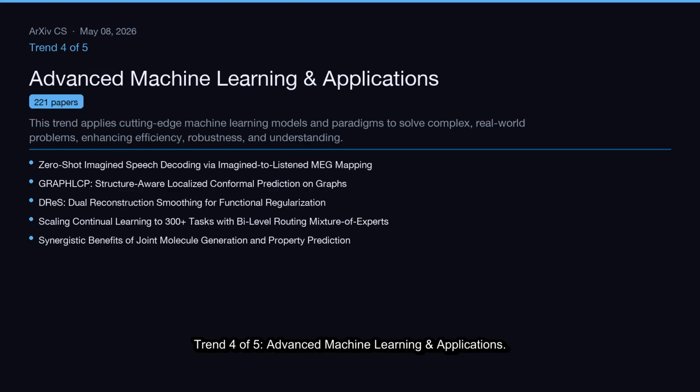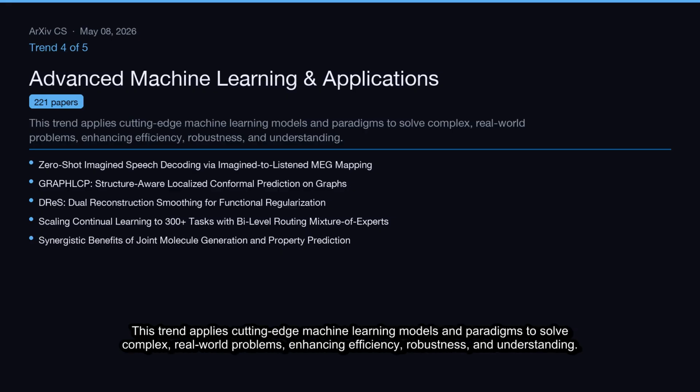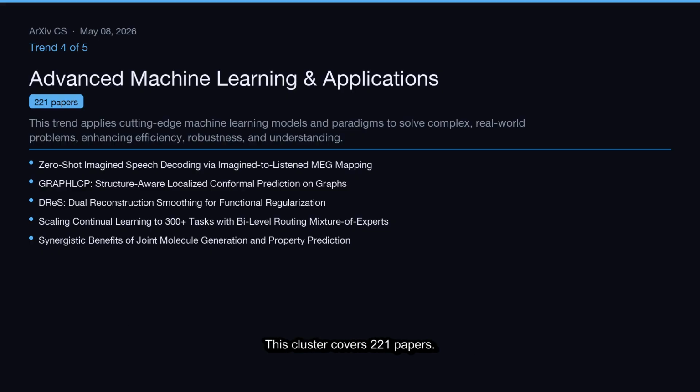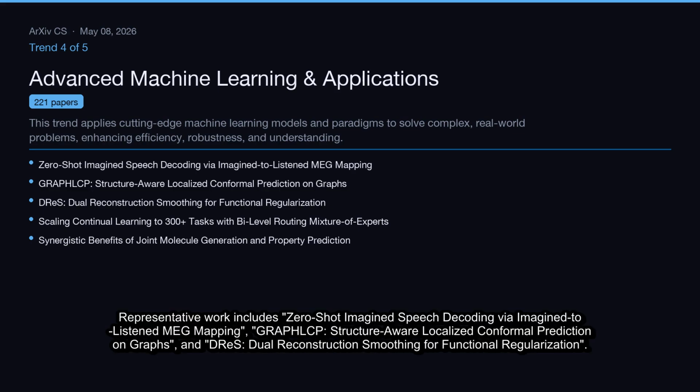Trend 4 of 5, advanced machine learning and applications. This trend applies cutting-edge machine learning models and paradigms to solve complex, real-world problems, enhancing efficiency, robustness, and understanding. This cluster covers 221 papers. Representative work includes zero-shot imagined speech, decoding via imagine-to-listened MEG mapping, graph structure-aware localized conformal prediction on graphs, and DRES, dual reconstruction smoothing for functional regularization.